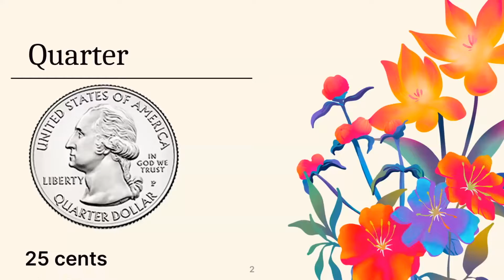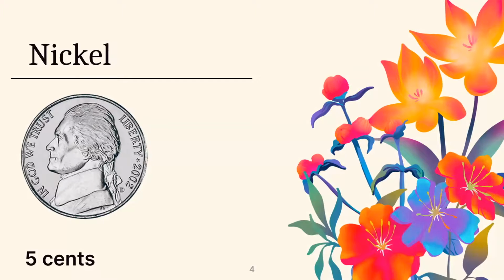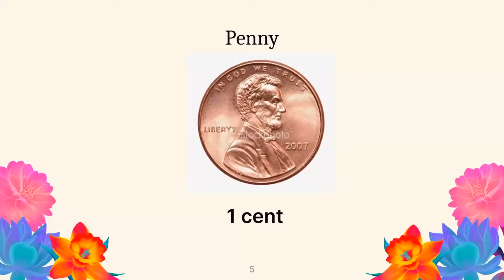First, we have the quarter, which is worth 25 cents. Next up, we have dimes that are worth 10 cents. Up next, we have the nickel that is worth 5 cents. And then we have the penny that is worth 1 cent.